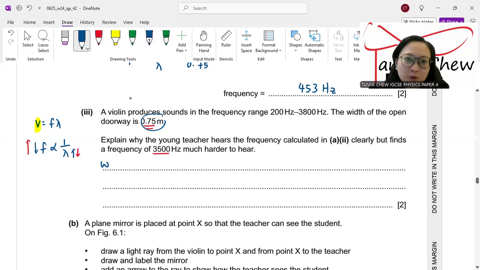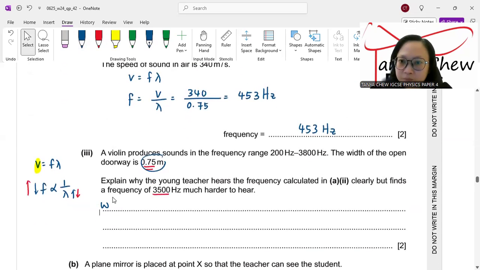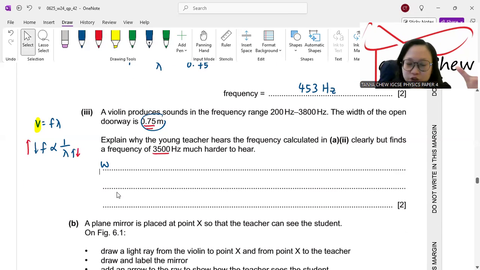Right. So because the wavelength is 0.75, which is exactly the same as the width of the open door, that is why maximum diffraction will occur. That is why the teacher could listen to the sound of the violin clearer. But when the wavelength decreases and the width of the opening is larger than the wavelength, less diffraction will occur. Less diffraction, so the teacher couldn't hear it clearer.